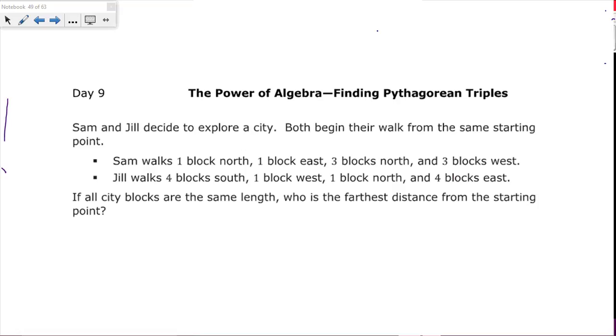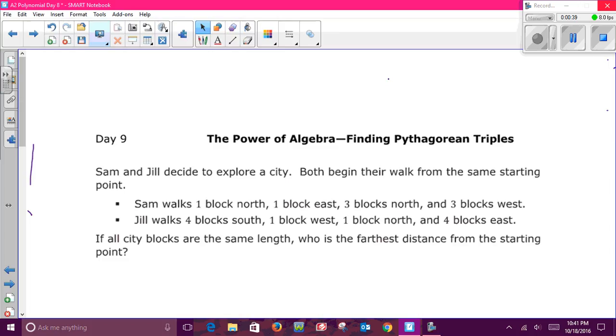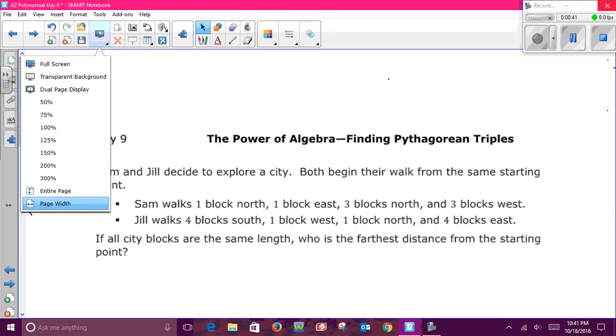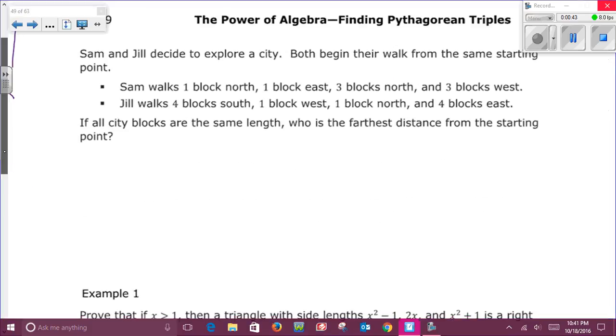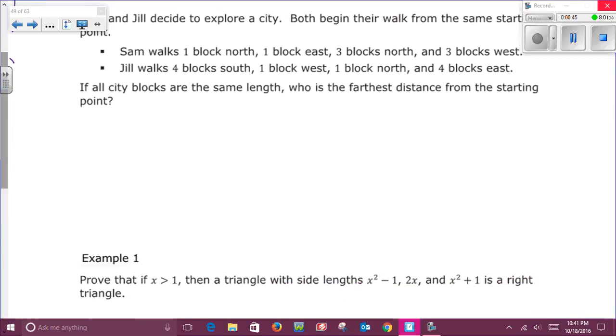Let me move this down. This is my starting point. Sam walks 1 block north, 1 block east, and then 3 blocks north and 3 blocks west. And this is Sam.